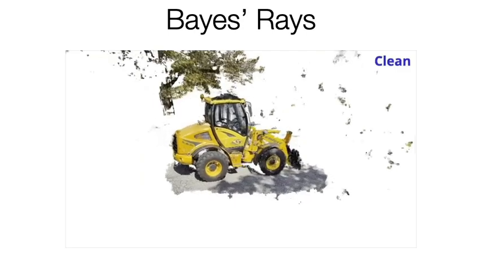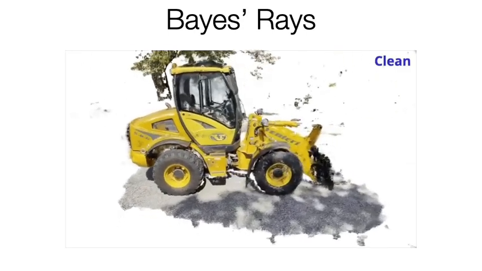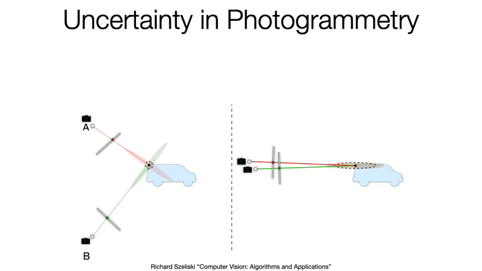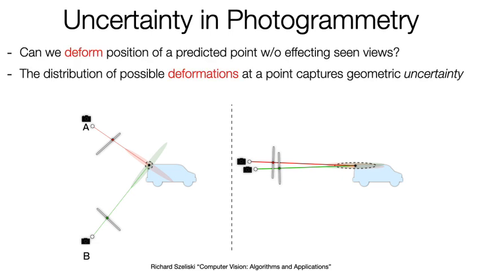The resulting uncertainty field can be applied for removing artifacts. To do so, we draw inspiration from classic uncertainty quantification in photogrammetry. In photogrammetry, uncertainty of the predicted 3D point position is the distribution of possible deformations on the predicted position such that it remains the same projection on the training views. Greater variance in this distribution signals increased uncertainty in the predicted point positions.